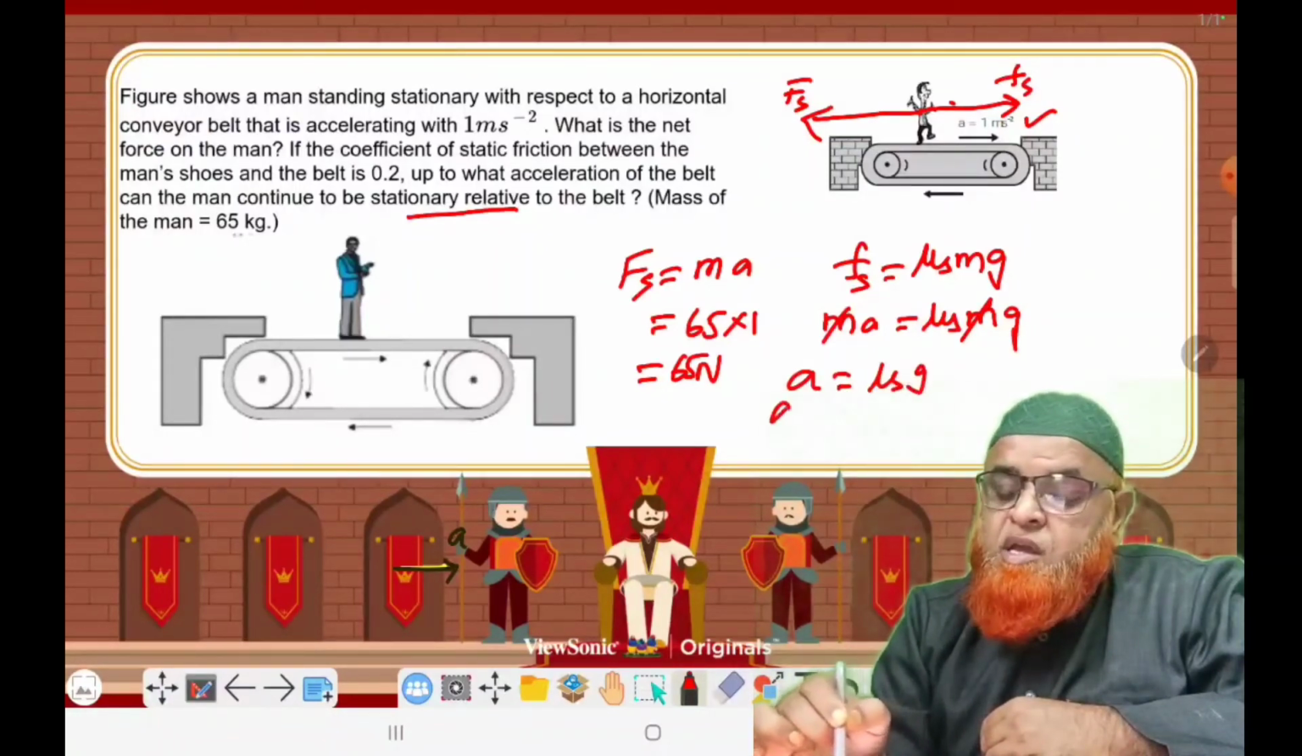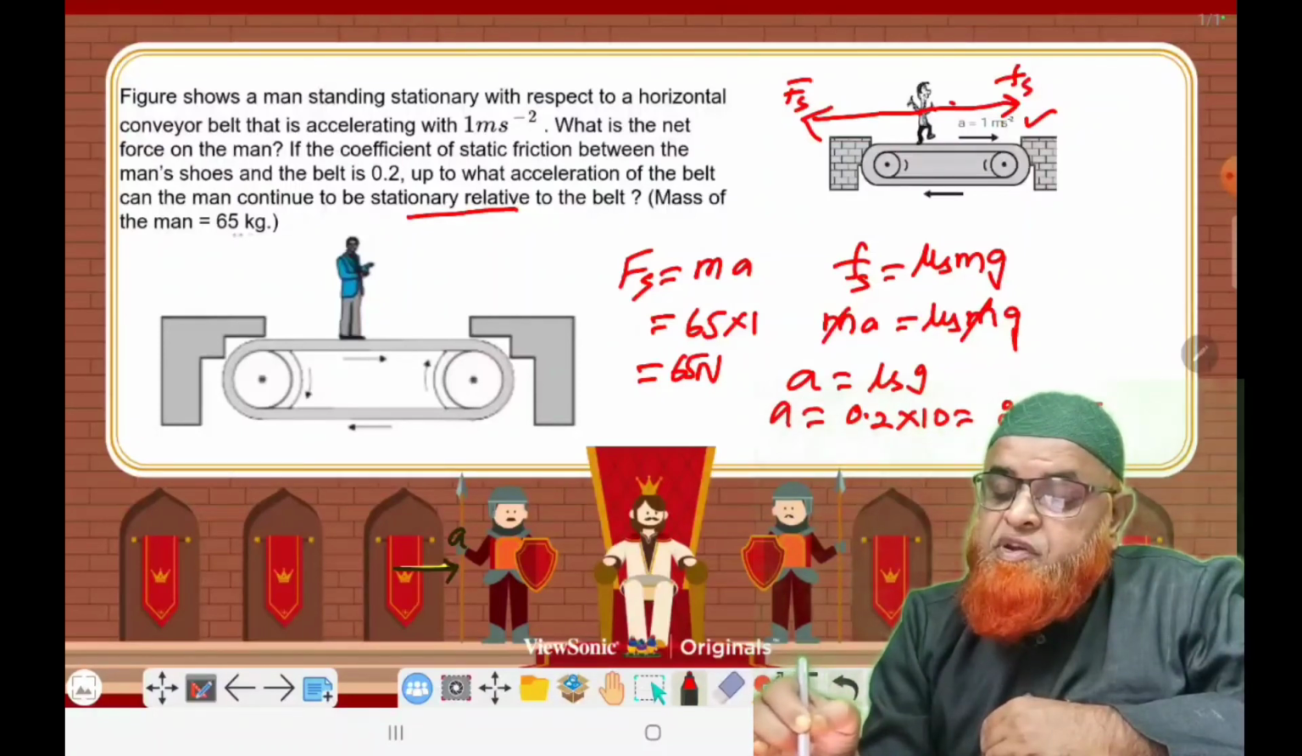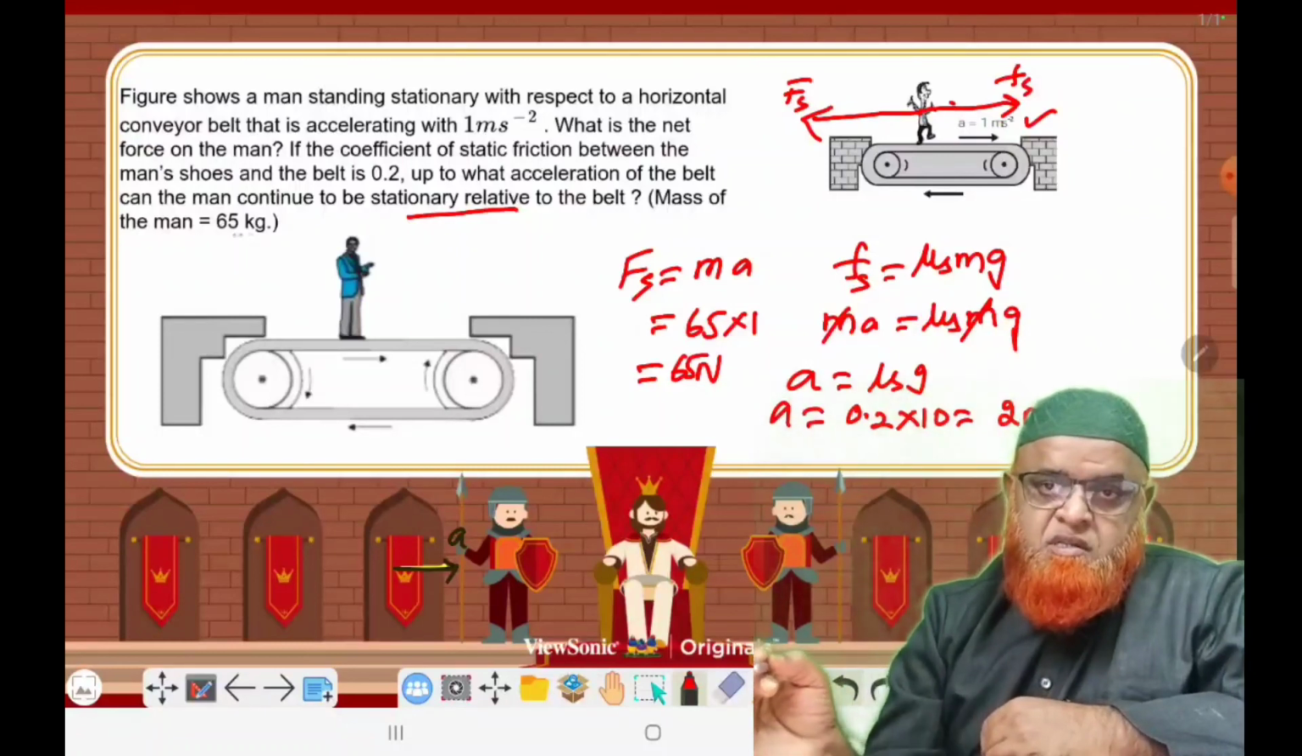Acceleration is mu s into g, where mu s is given here as 0.2 and g is taken as 10. Therefore, your acceleration is going to be 2 meter per second square. So this is your solution. Thank you very much.